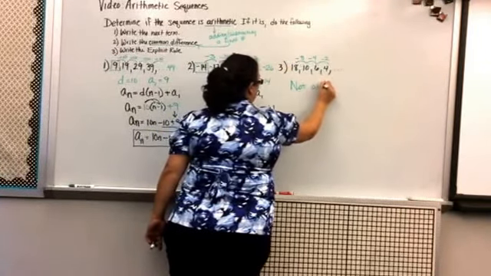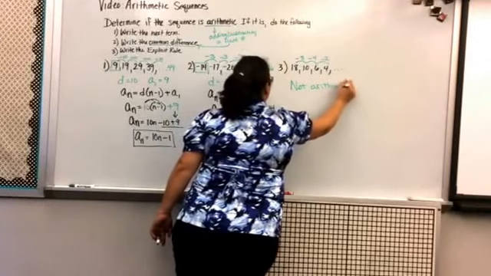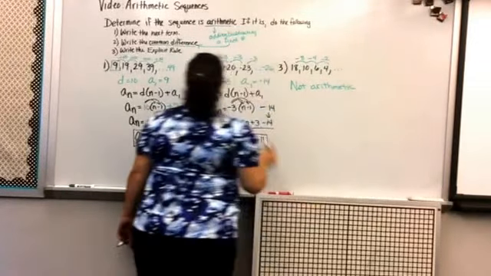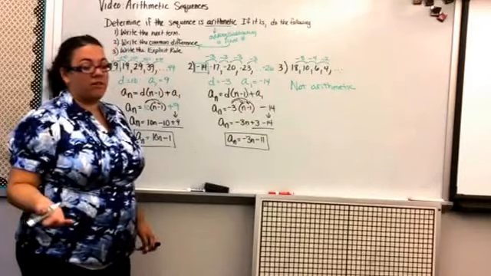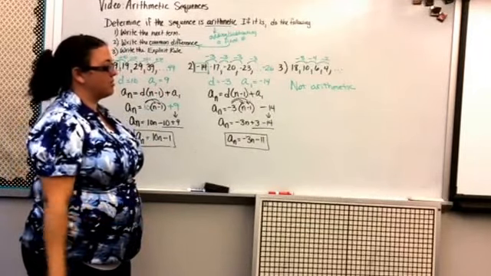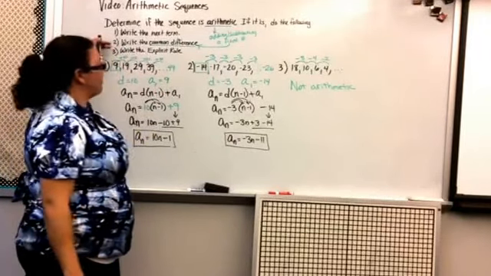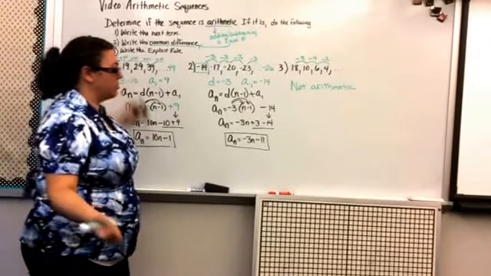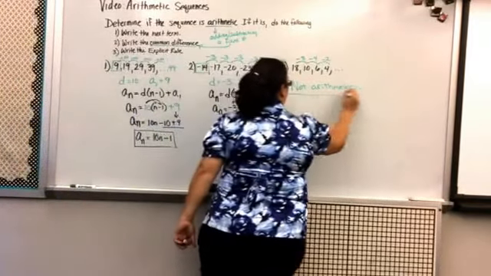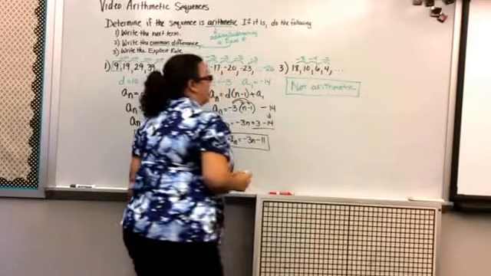So since it's not arithmetic, I'm not able to continue doing the rest of what it's asking. I could find the next term. If the pattern, in fact, was to subtract 1, my next term would be 3. But I can't find a common difference or write an explicit rule, so I'm done. I just wrote not arithmetic. I'm going to box my answer, and that is it.